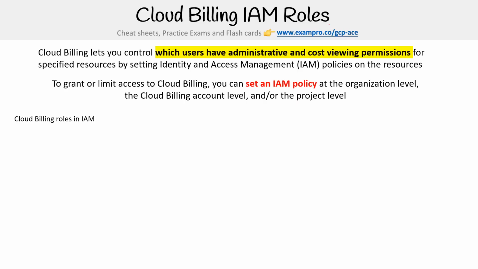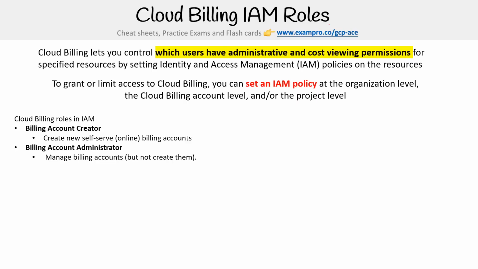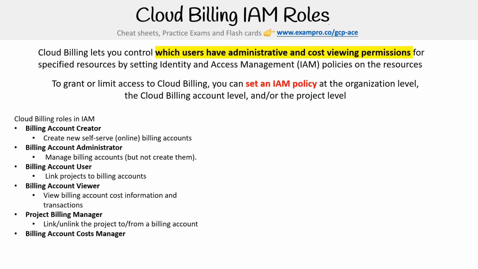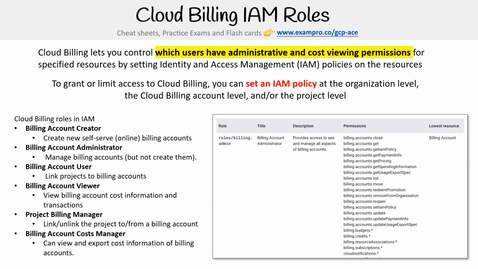Cloud billing roles in IAM include billing account creator, which creates new self-serve online billing accounts. Billing account administrator manages billing accounts but is not able to create them. Billing account user can link projects to billing accounts. Billing account viewer can view billing account cost information and transactions. Project billing manager can link and unlink the project to and from a billing account. Billing account cost manager can view and export cost information of billing.